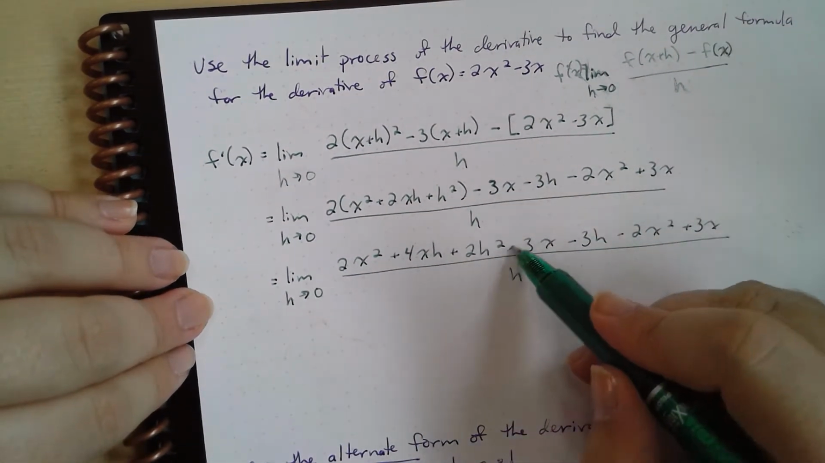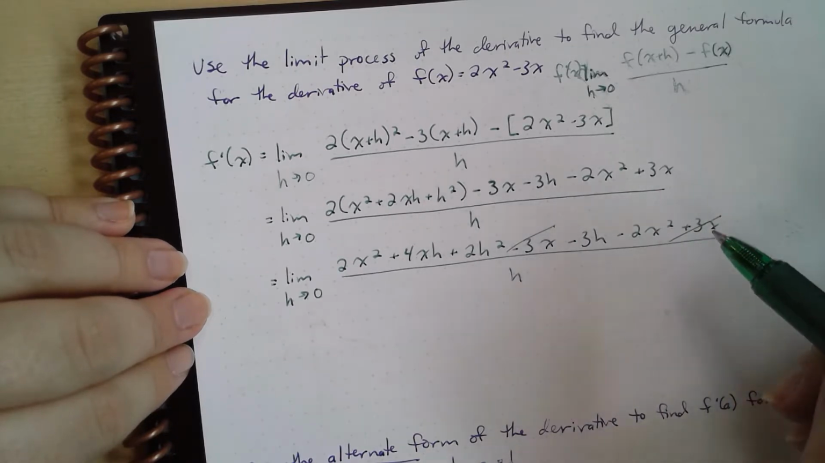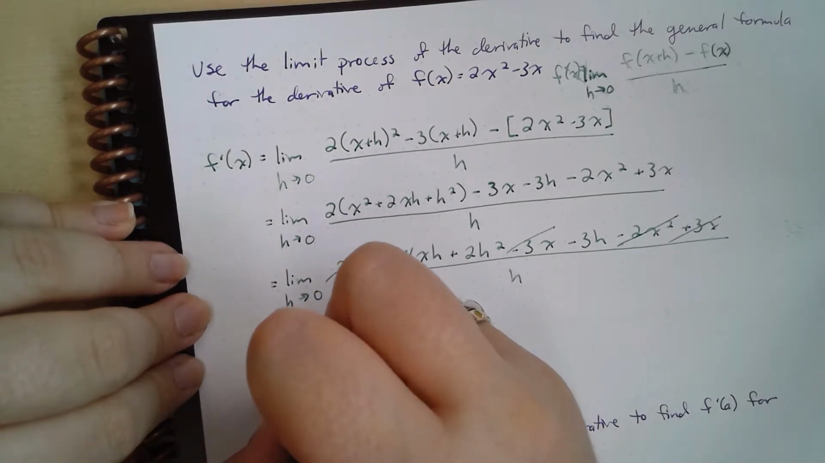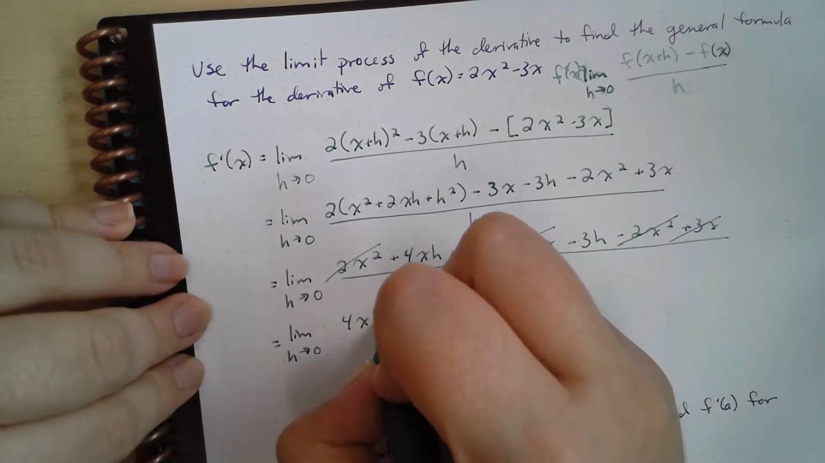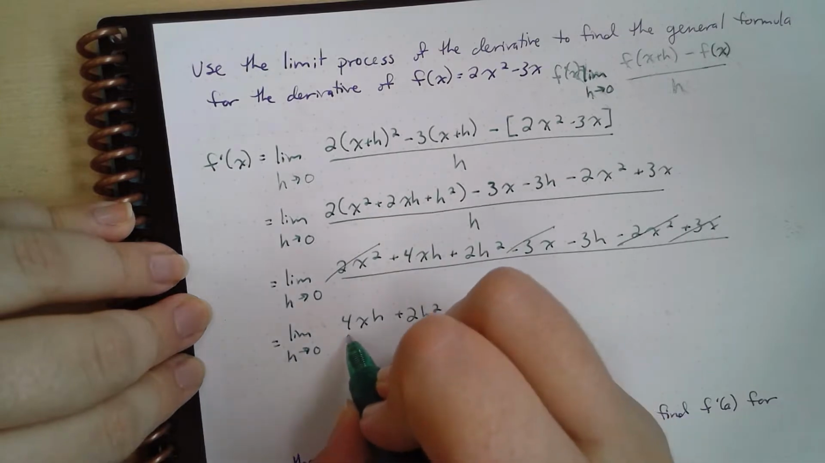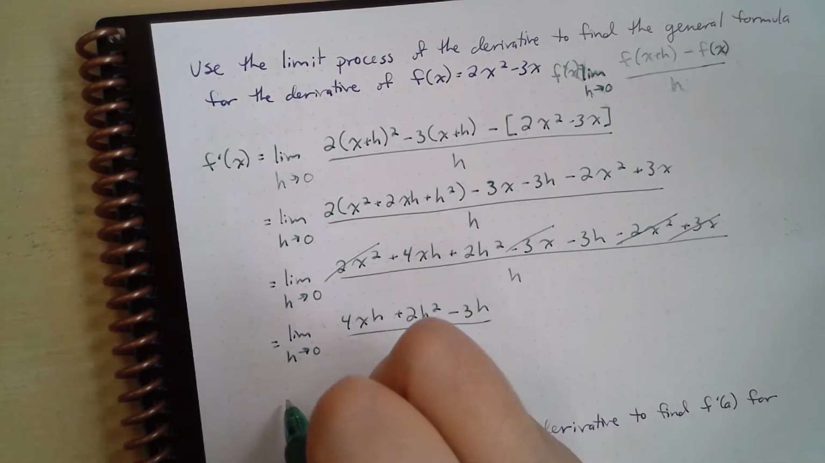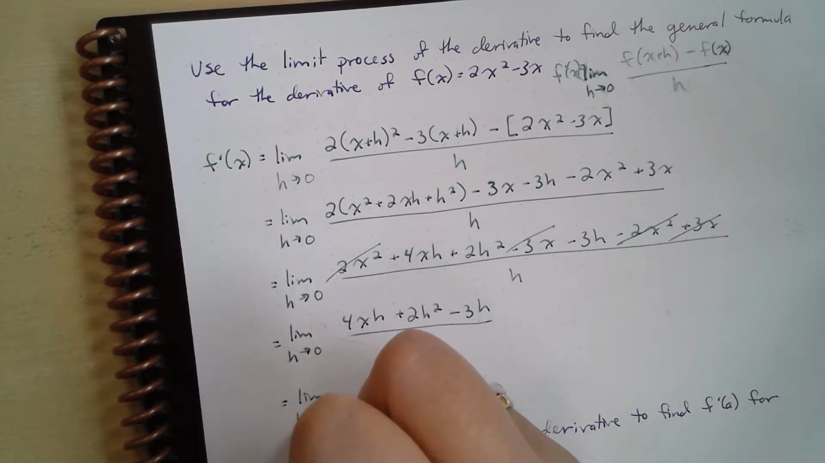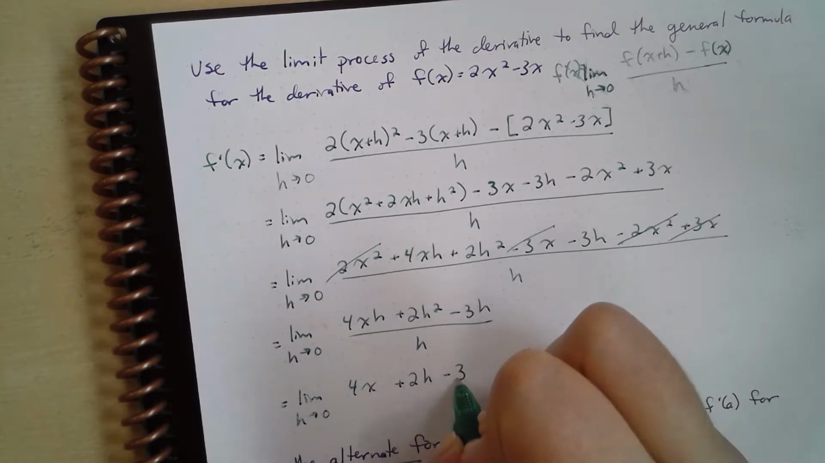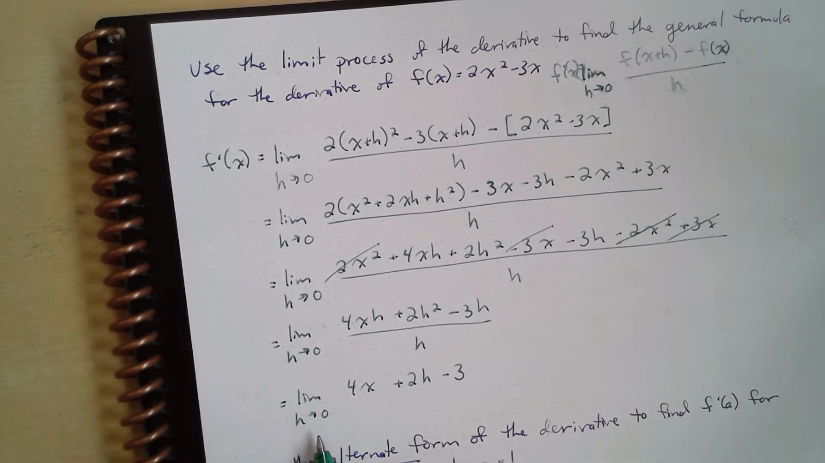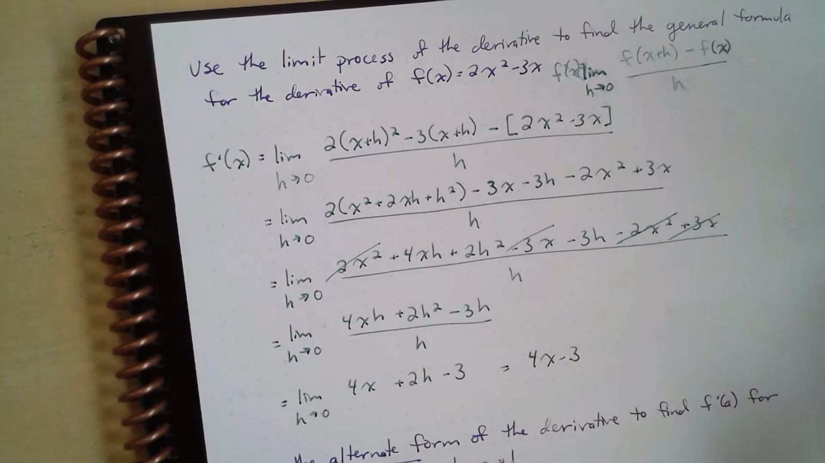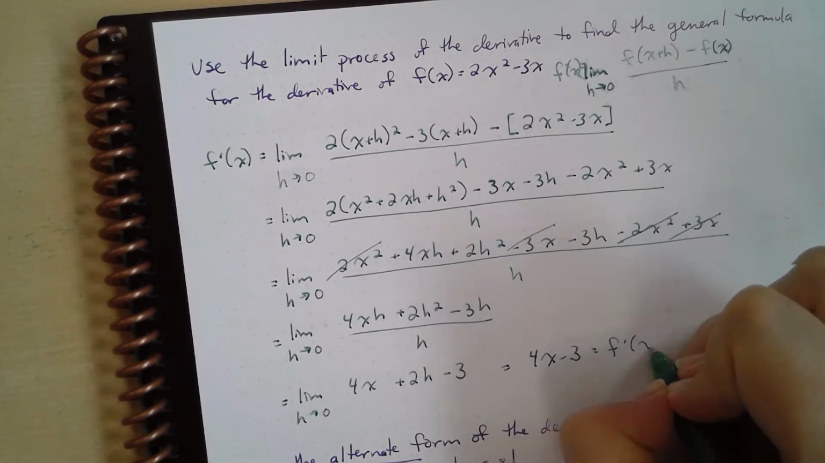I'm going to cancel some things out here: a plus 3x and a minus 3x, and minus 2x squared, positive 2x squared. So now I've got the limit as h approaches 0 of (4xh plus 2h squared minus 3h) all over h. I can divide h in, so this is the limit as h approaches 0 of 4x plus 2h minus 3. And now I actually find my limit. Well, as h goes to 0, this is going to become 0. So this is just going to be equal to 4x minus 3, which is our derivative.